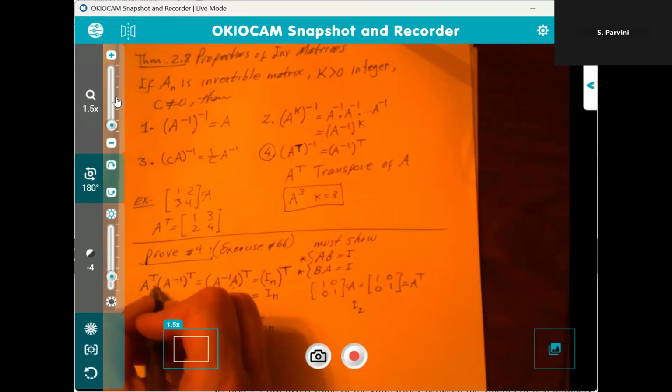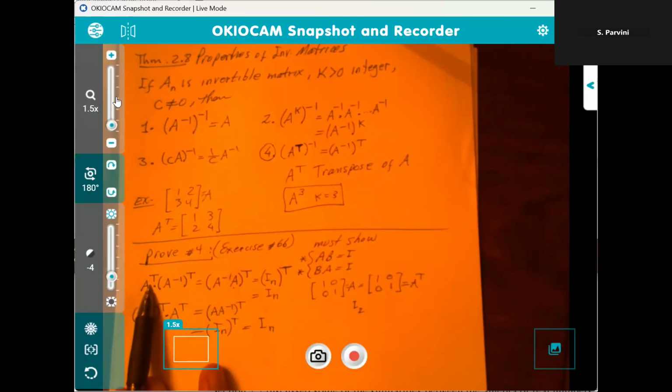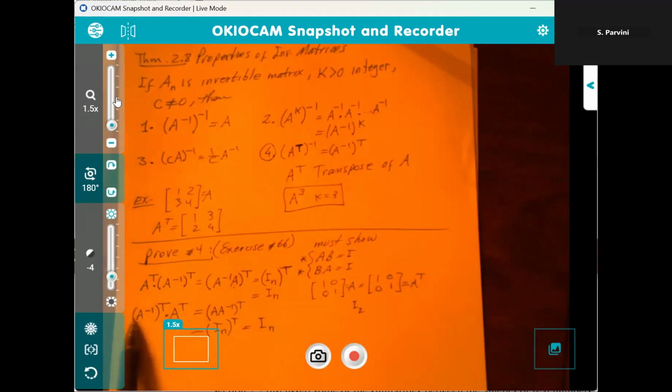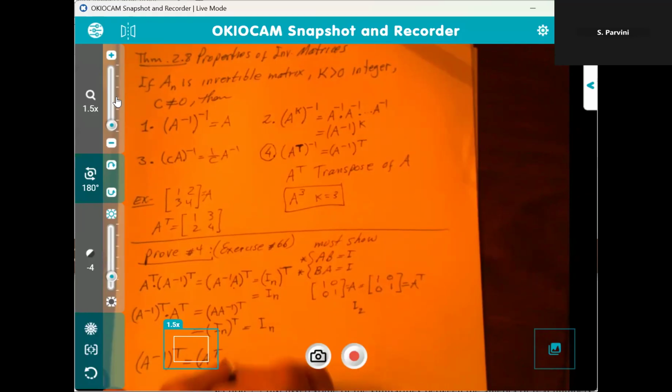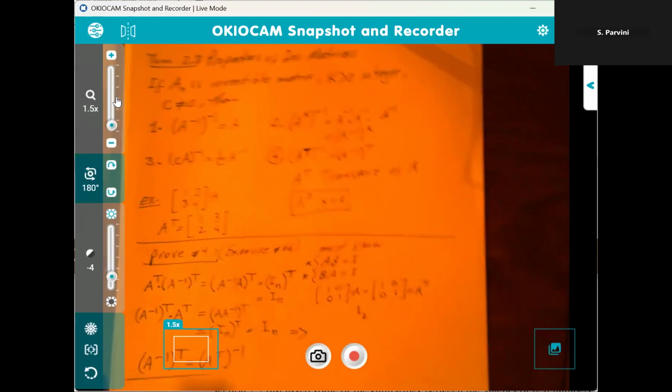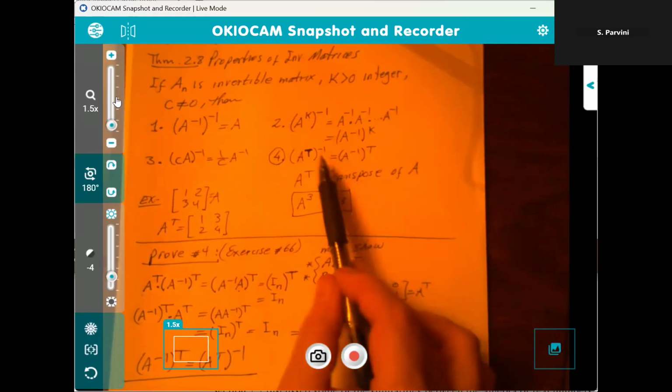So we just showed a matrix times another matrix gives you identity. We change the order of the product, we get identity. So these are inverses of each other. Therefore, A inverse transpose has to be A transpose inverse because it satisfies the definition of inverse. There you go. And that would be the proof of part 4.